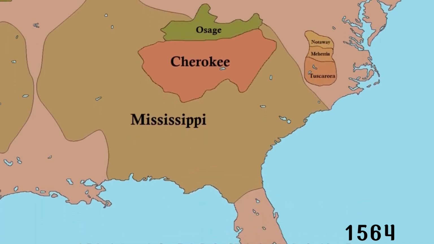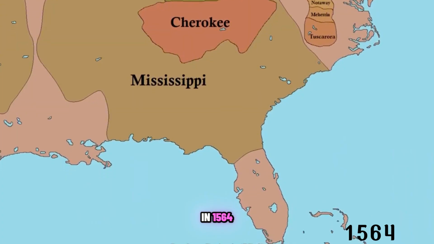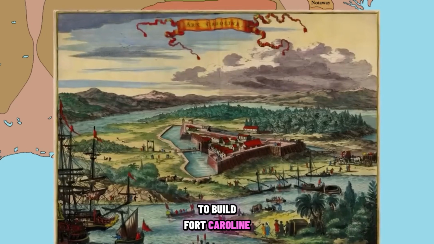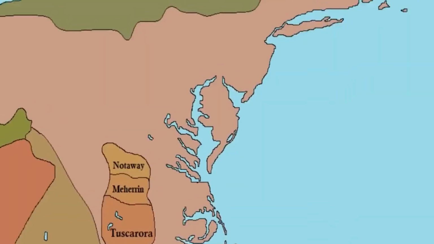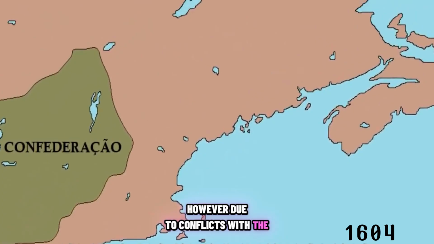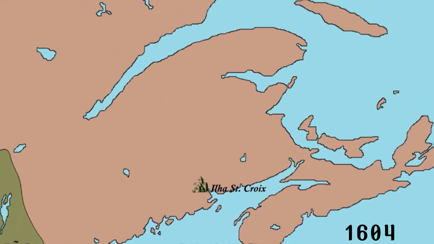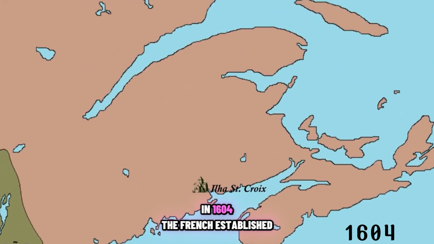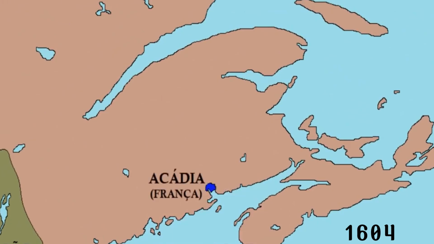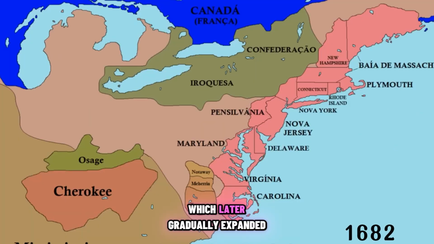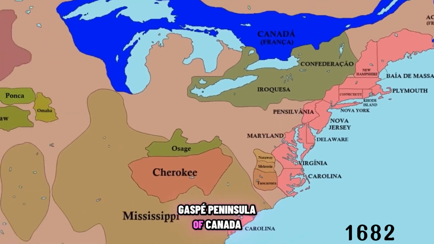In 1564, the French made another attempt to build Fort Caroline on the east coast of Florida. However, due to conflicts with the native peoples, the settlement was eventually abandoned as well. In 1604, the French established a settlement on St. Croix Island in what is now the state of Maine. This marked the birth of the colony of Acadia, which later gradually expanded into what is now the Gaspé Peninsula of Canada.